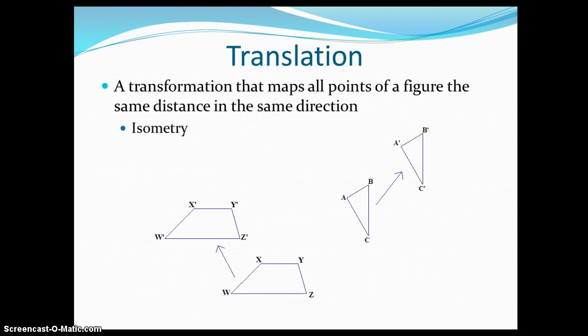The first one is a translation. Translation is often referred to as a slide, and it's a transformation that maps all points of a figure the same distance in the same direction. This one is an isometry, meaning the image and the pre-image are congruent. So when we slide or move the figure, it is called a translation.